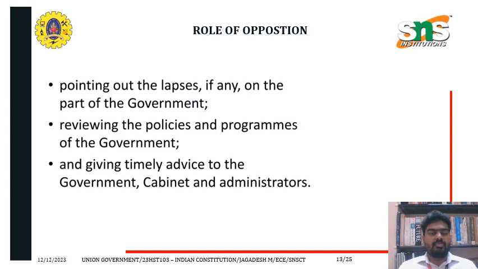So, the role of the opposition party: pointing out the lapses, if any, on the part of the government, reviewing the policies and programs of the government, and giving timely advice to the government, cabinet, and ministers. The opposition party and the ruling party will have the discussion in the parliament. At that time, the opposition party will point out the lapses, and the ruling party has to answer the questions raised by the opposition party. This scenario happens in the parliament, both in Lok Sabha as well as the Rajya Sabha.